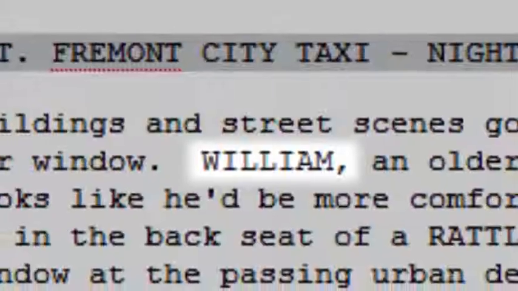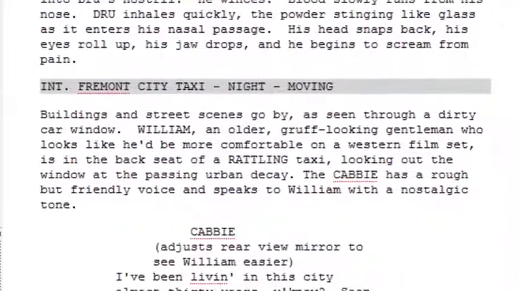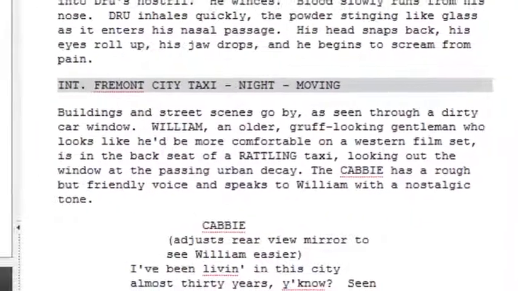The first time a character comes up in the action, generally as they are introduced in the script, their name is capitalized. William, an older, gruff-looking gentleman who looks like he'd be more comfortable on a Western film set, is in the backseat of a rattling taxi.